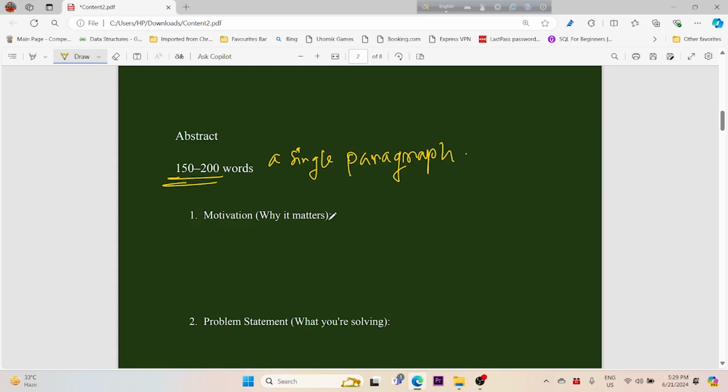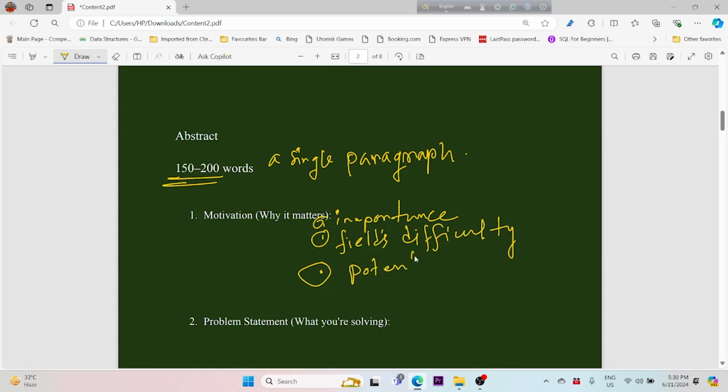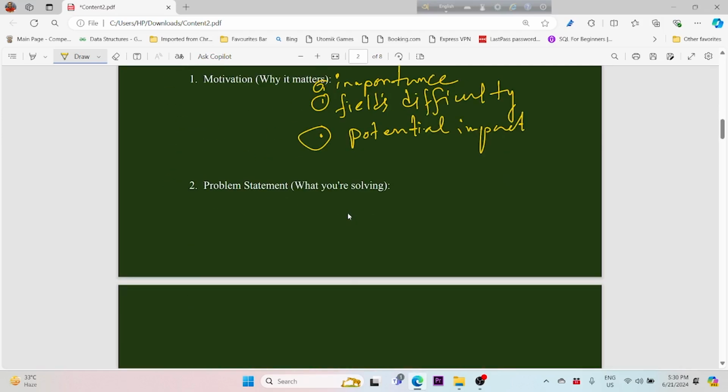So you need to explain the importance of your work, its difficulty, the potential impact of your research, and the problem statement, what you are solving.